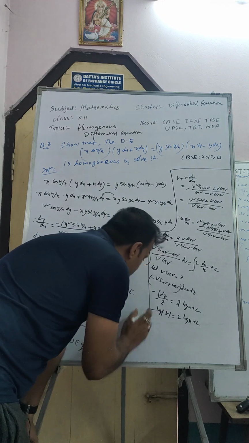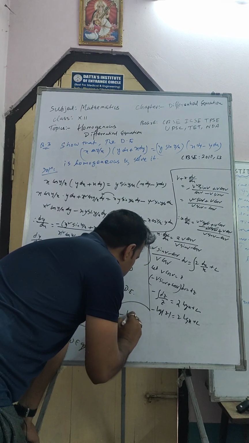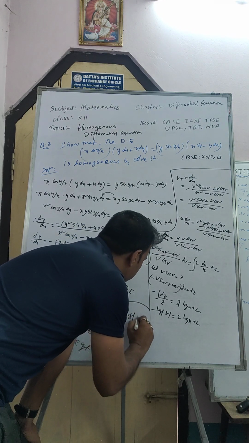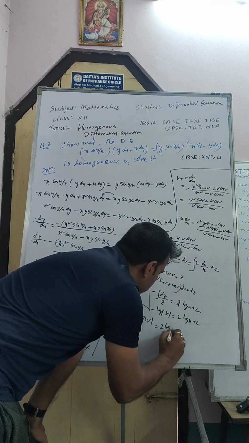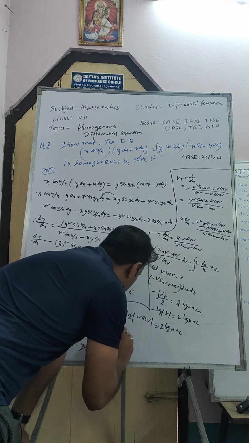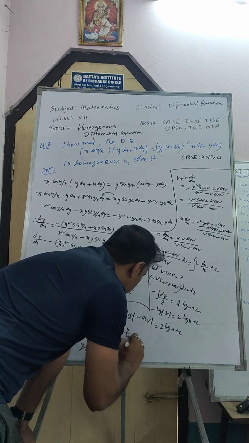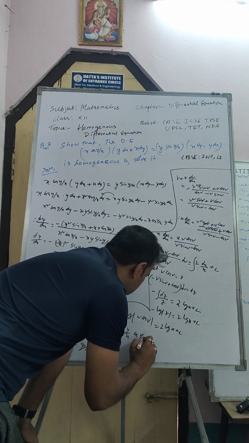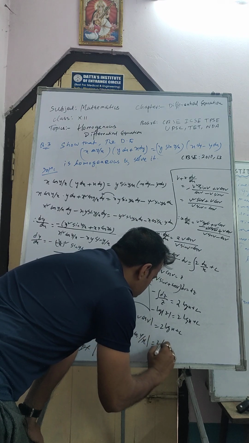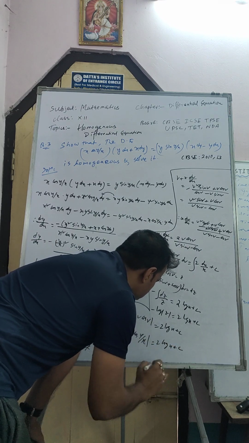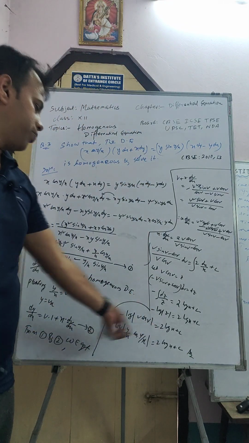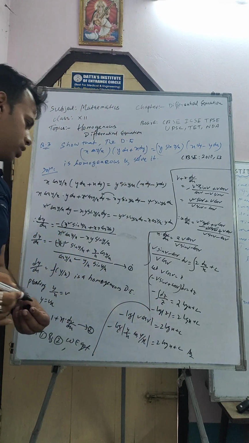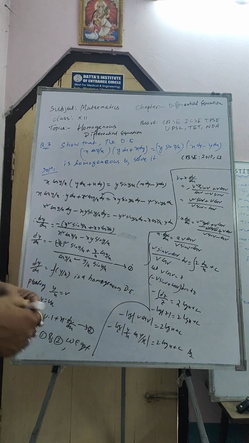So z is what, sir? z is your b cos b, here 2 log x plus c. b is what? y by x, sir. Cos b is cos(y/x), sir. Log x plus c. Okay, so this is the answer. We can solve in another way also. Okay, so this is the answer.